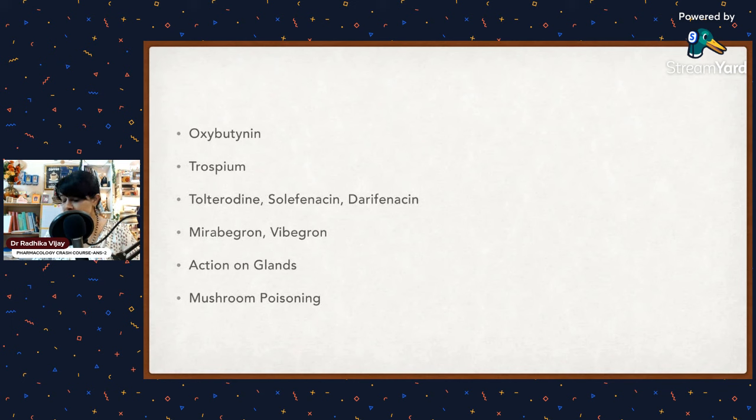Adverse effects of the anticholinergic drugs are dry mouth, blurred vision. Blurred vision is due to mydriasis and cycloplegia. Then urinary retention, constipation, hyperthermia, confusion, restlessness, delirium, etc. Anticholinergic drugs are contraindicated absolutely in glaucoma and benign prostatic hyperplasia. That was an account of the cholinergic drugs, anticholinergic drugs.